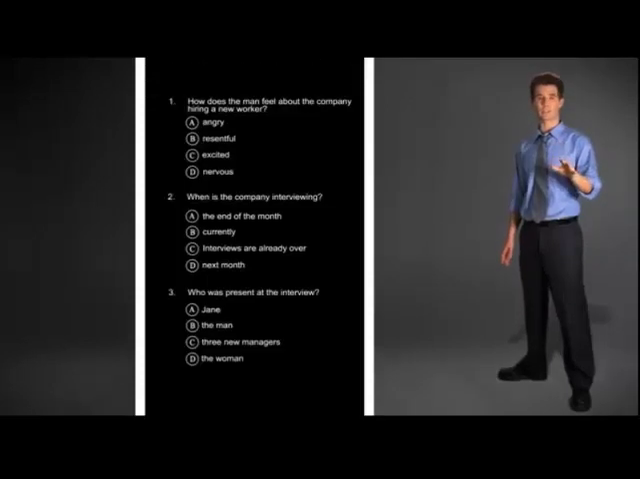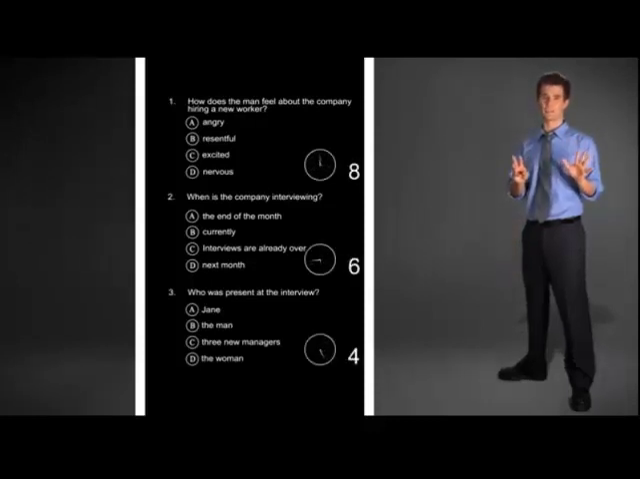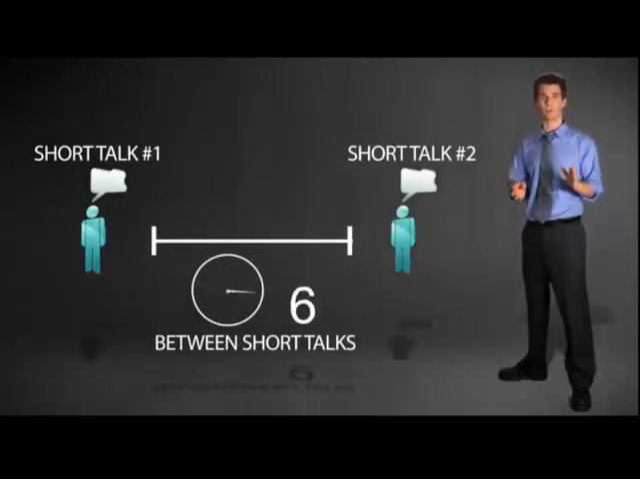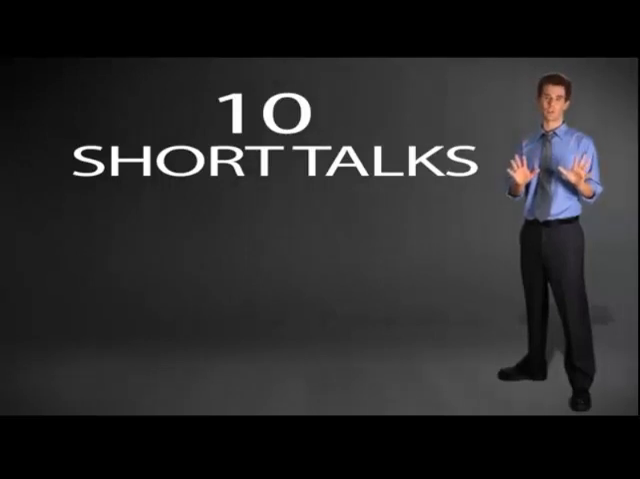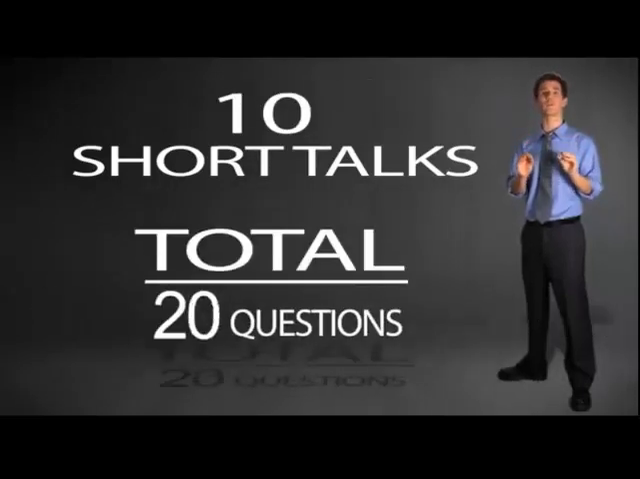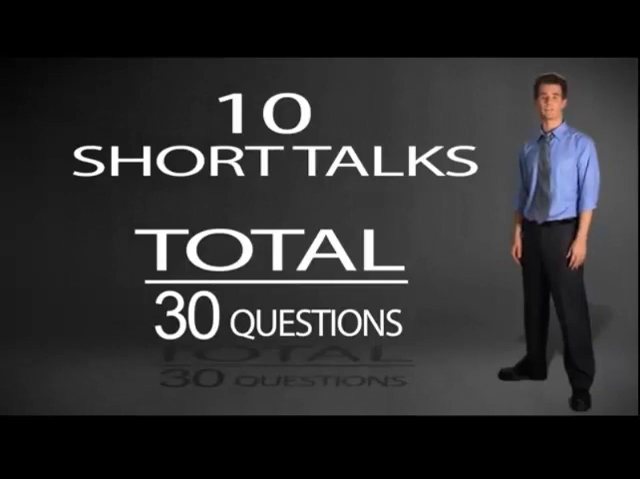We cannot see the short talk, we can only hear it. We can see the questions and the answer choices. Those are written in our test booklet. Each short talk has 3 questions to it. Usually, for one question, you only have 8 seconds to answer. So, for one short talk, you have 24 seconds. This whole section has 10 short talks. So that means there are 30 questions to answer for the whole section.